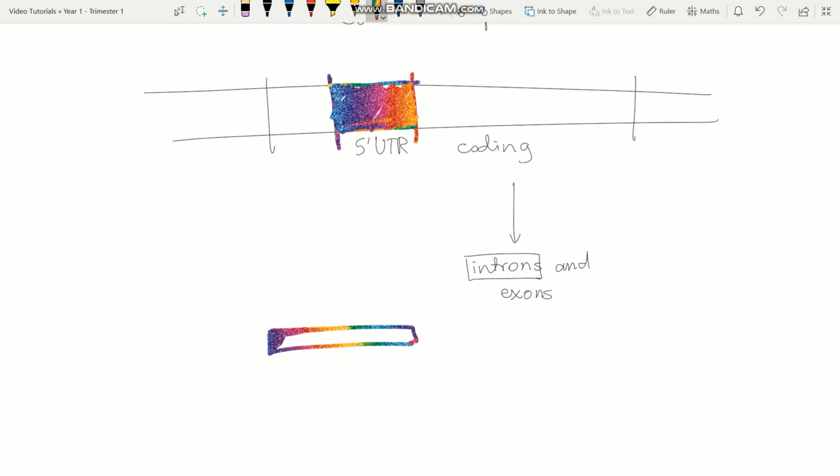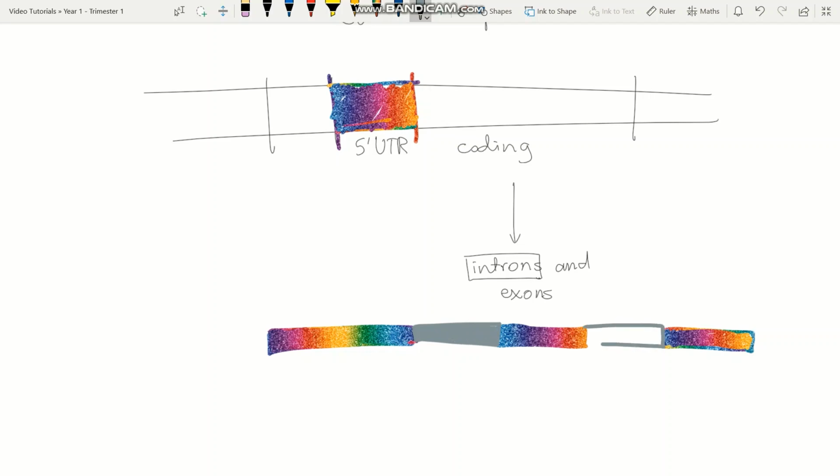So if we take, for example, the rainbow sections as the exons, they will be the parts of the DNA sequence that will code for a specific protein, say for example hemoglobin. On the other hand, the gray sections of the DNA chain are the introns. And scientists don't actually know why these introns exist. It's believed that they allow for stability. However, their function is not fully known. So they don't actually code for anything in particular in terms of the protein.